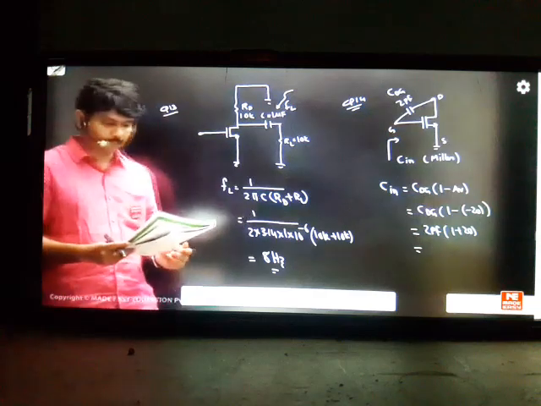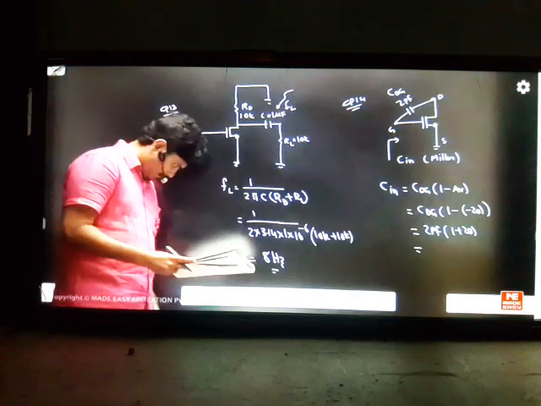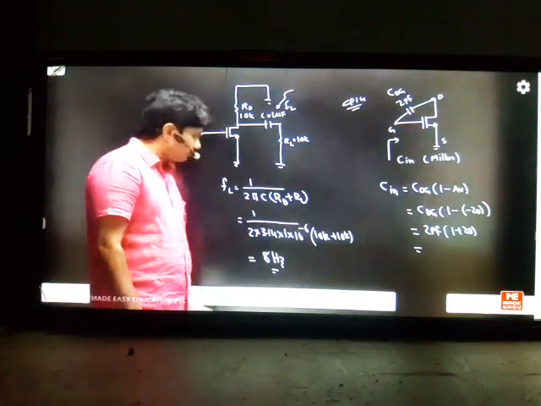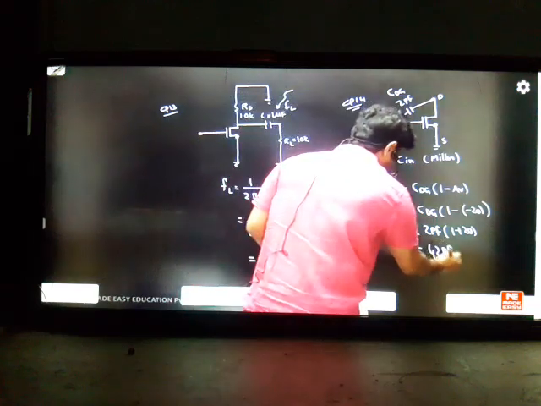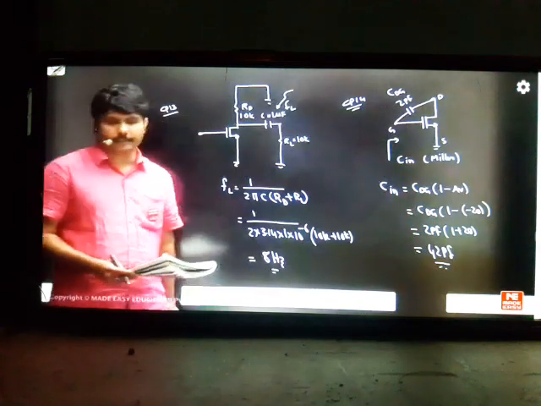What is the answer for the 14th question? It is coming to be 42 picofarads. 42 picofarads will be the answer.